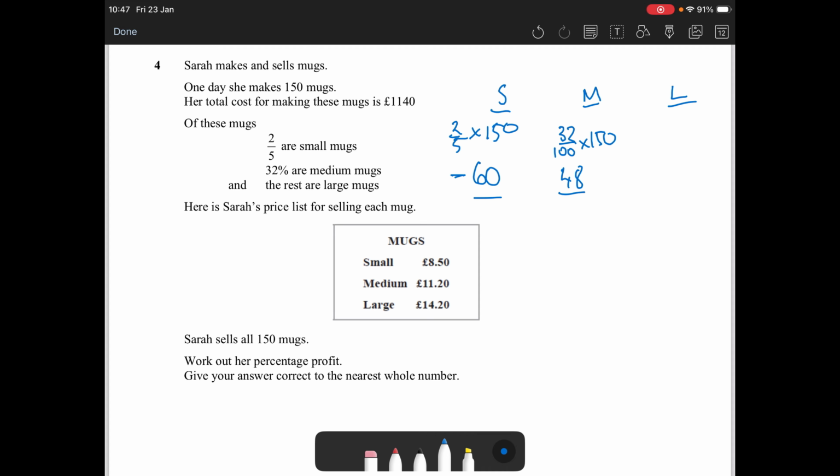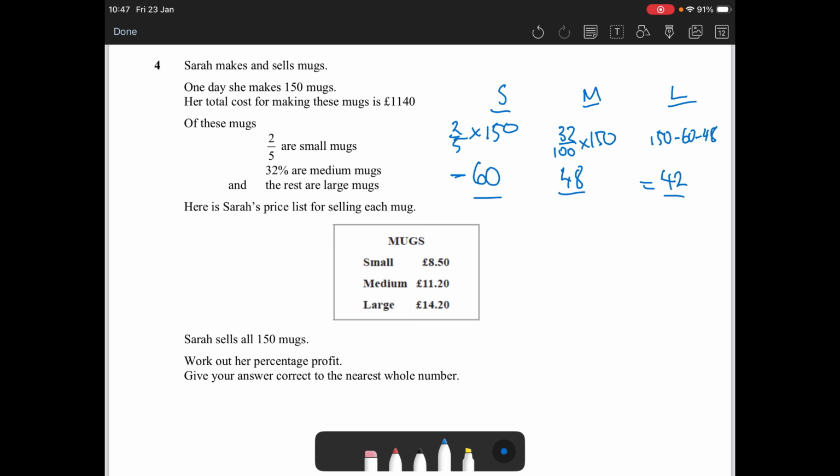So it'll be 150. Take away those two numbers. So take away 60. Take away 48. That leaves 42 large. So first thing I've done is I worked out how many of each have actually been made or sold. She sells everything, right?